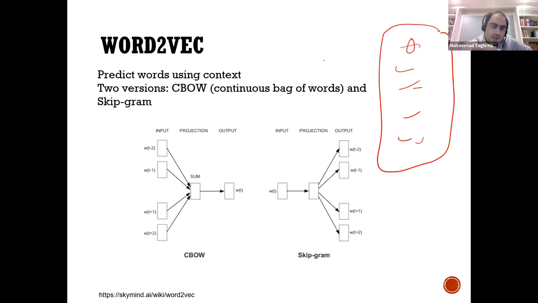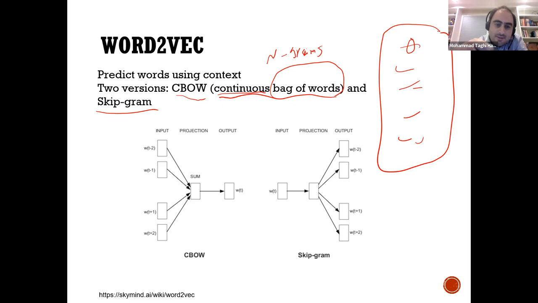So there are two general approaches. One is called continuous bag of words, or CBOW, and the other one is skip-gram. So we had bag of words, but here it is continuous bag of words. This is actually very similar to the n-grams that we have seen. But let's see how they do it.